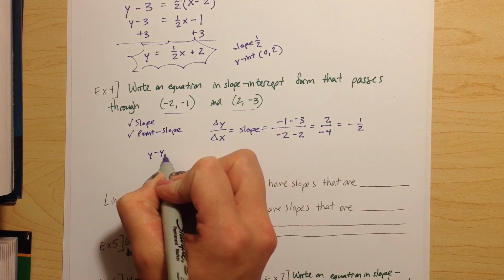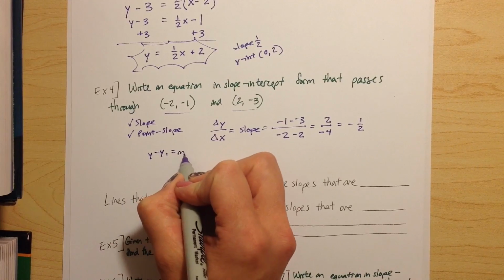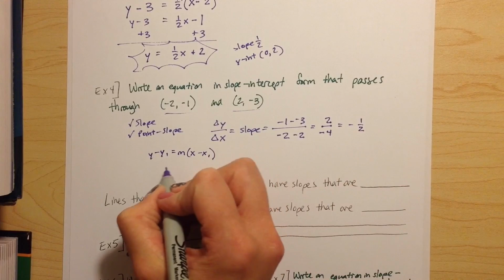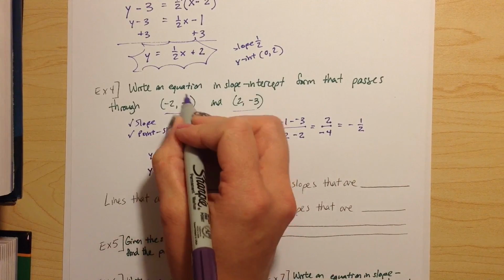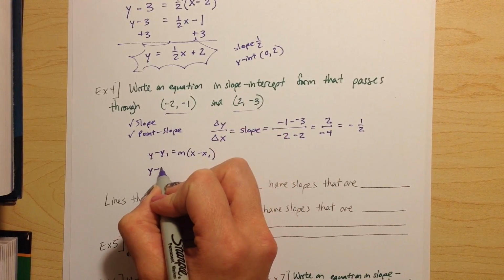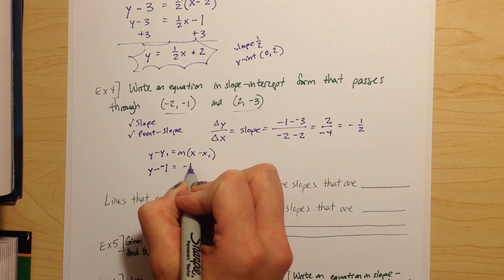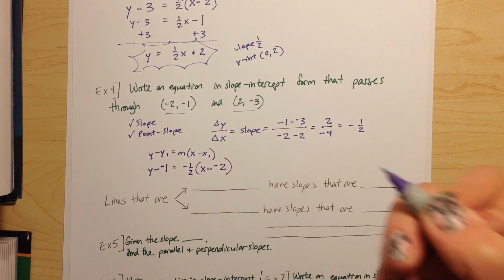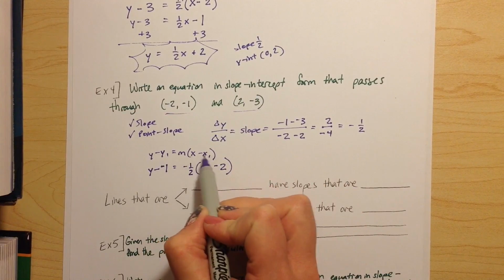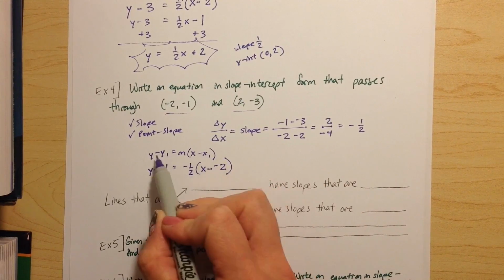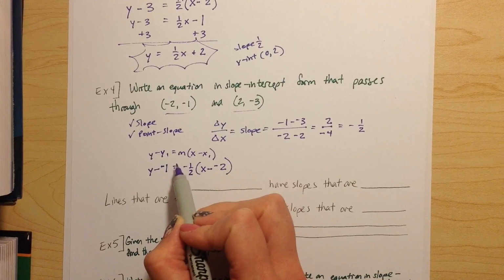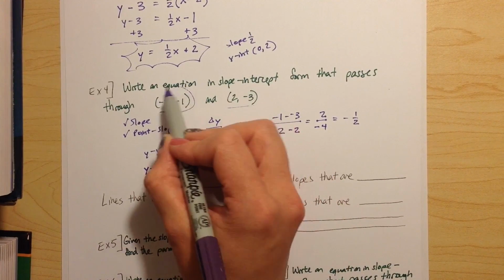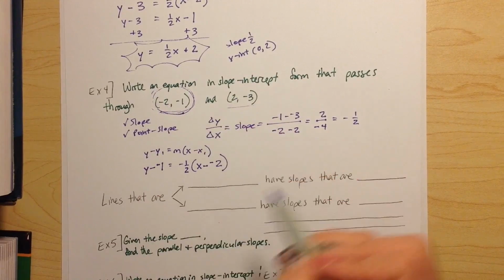Y minus y1 equals m, x minus x1. My slope is -1/2, so I have y minus, I'm just going to use the first point here, minus -1 equals my slope, -1/2, x minus -2. It is important that these two xy coordinates go together. So notice I used the -1 and the -2 from this single point. I didn't mix and match.